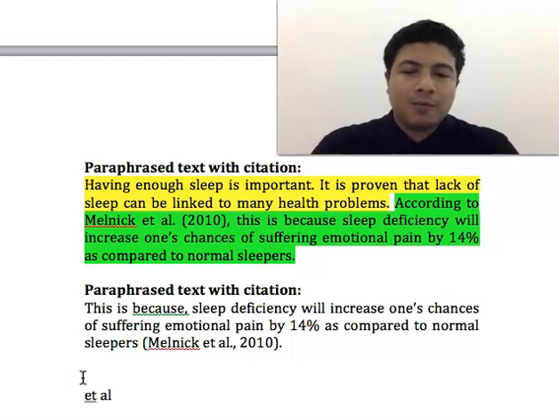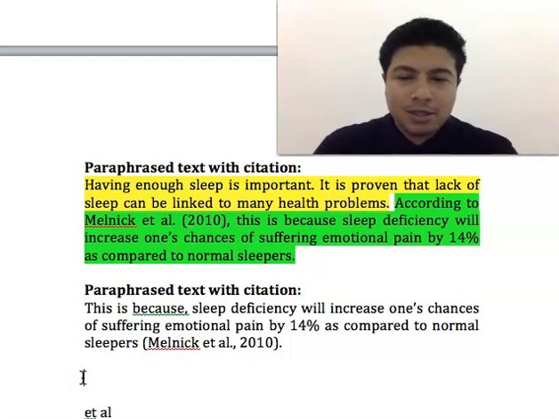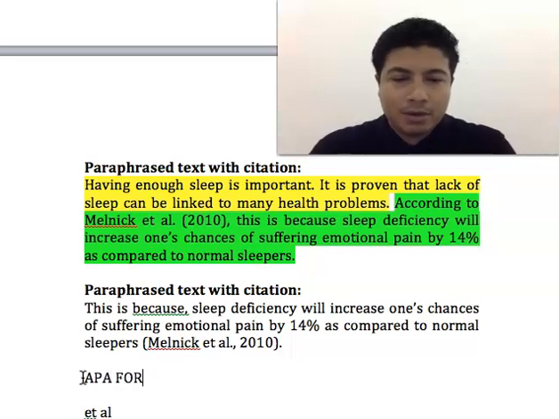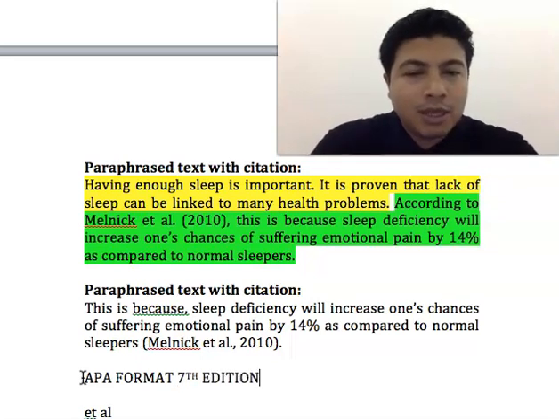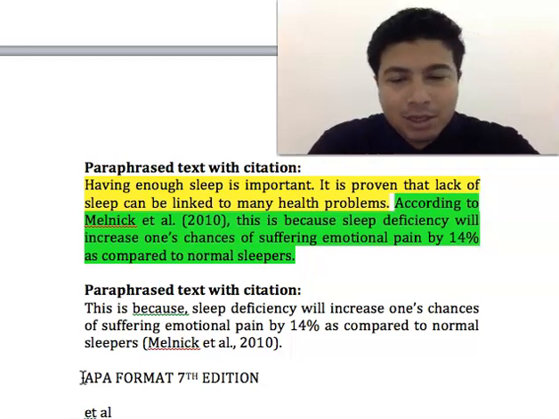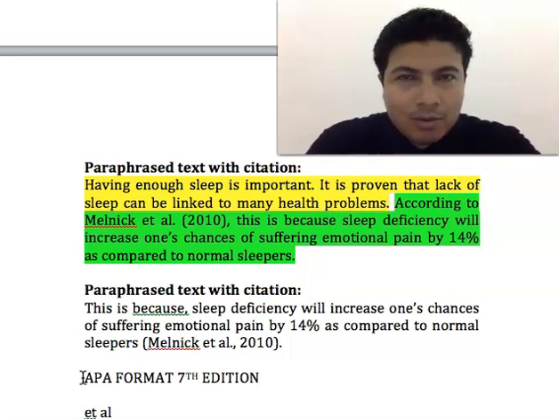The format that we follow for citation is APA format 7th edition. You can go to the internet and look for APA format 7th edition, and you have to make sure when you do your academic writing or essays or assignments, and you have citations and also references, you follow the APA format 7th edition.